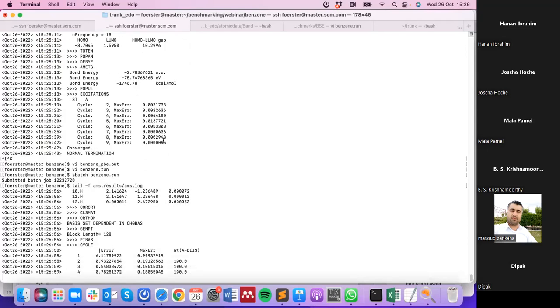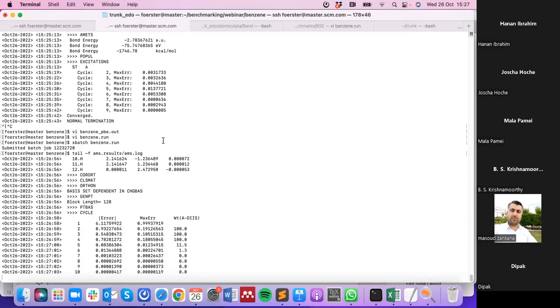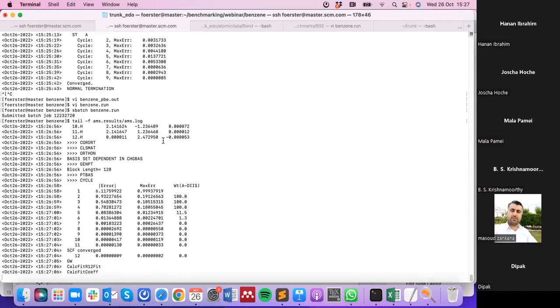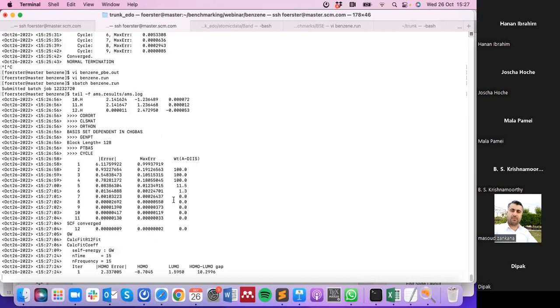So again, we are going to do our PBE calculation. And now soon we are going to start the self-consistent GW calculation. So now we do our first iteration as before, and yeah, we wait a little bit. So yeah, that's our first iteration.